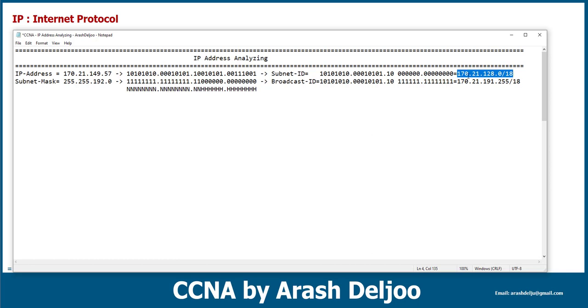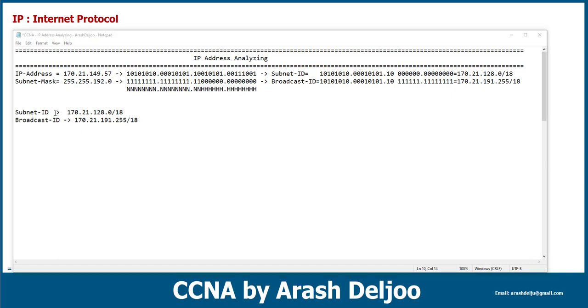And because we have the network ID and also the broadcast ID, we can easily find the usable host range. Let me write here. This is the subnet ID, or resident subnet ID. Subnet ID for this IP is 170.21.128.0/18. This is the subnet ID. Let me write here, and this is the broadcast address or broadcast ID: 170.21.191.255/18.